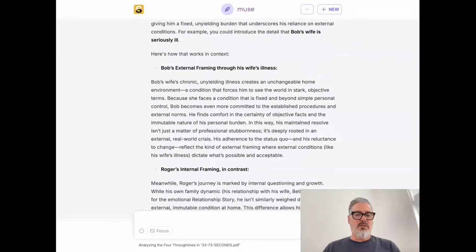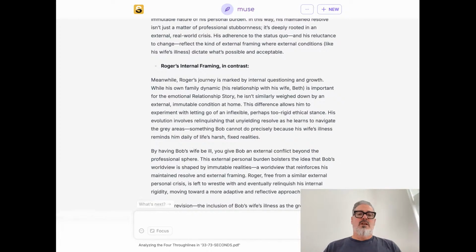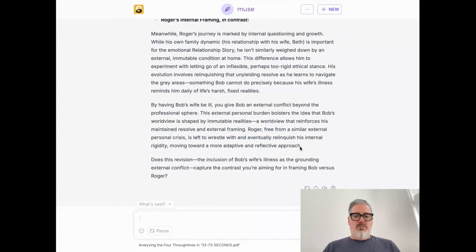Yeah, that's beautiful. So that would be a way to fix it. Meanwhile, oh cool, and then it's going to show the contrast. While his own family dynamic is important for the emotional, he isn't similarly weighed down by an external immutable condition at home. I mean, the other way it could be, and I'll check this in a second, but this is a beautiful way to, if we're going to say Roger is in this internal framed sense of conflict, then we need Bob in the external framed, because they both have to be along that same axis. That's really awesome. Does that work? Yeah, that would work great.